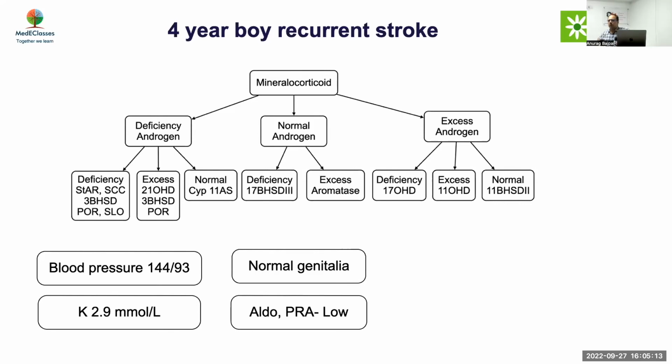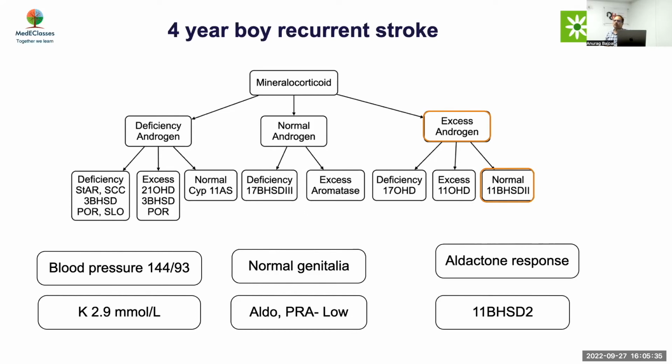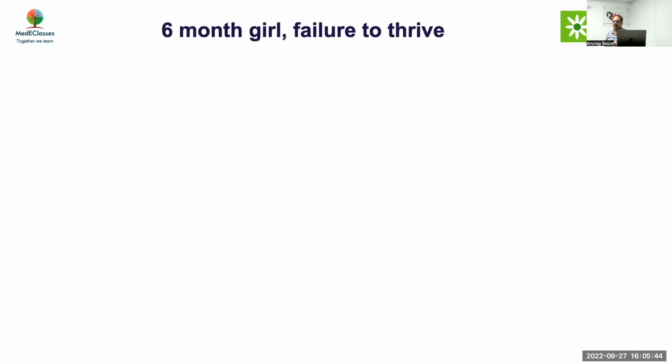Aldo and PRA both are low. So this is what I was asking Dr. Vibha. What will you do in a normal looking male who has got low aldo and PRA but mineralocorticoid is high? So the differential, as you said, is apparent mineralocorticoid excess versus Liddle syndrome. So response to spironolactone will be looked at, and what we found here was that there was a response, and this was 11-beta HSD, so AME. So again, if you have normal androgen and high mineralocorticoid, think of AME as a possibility.